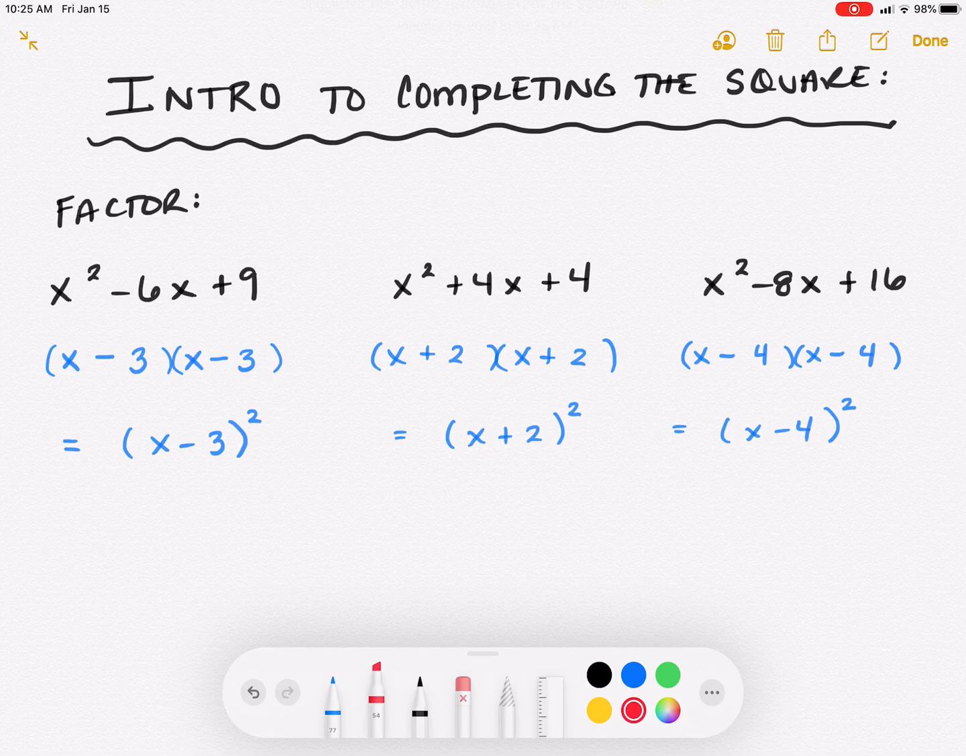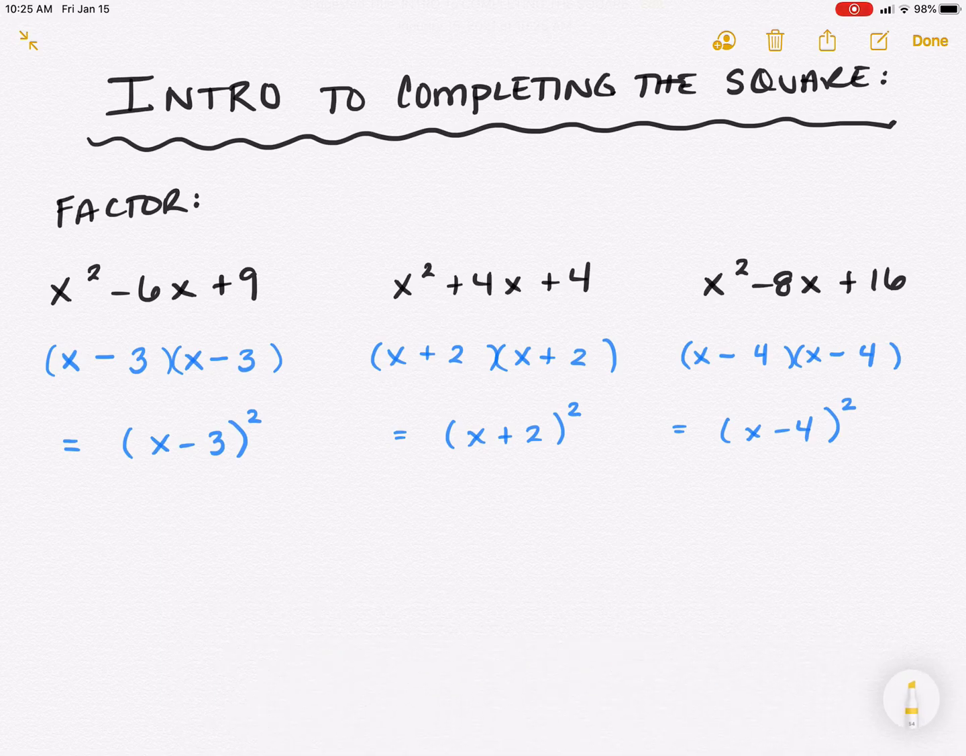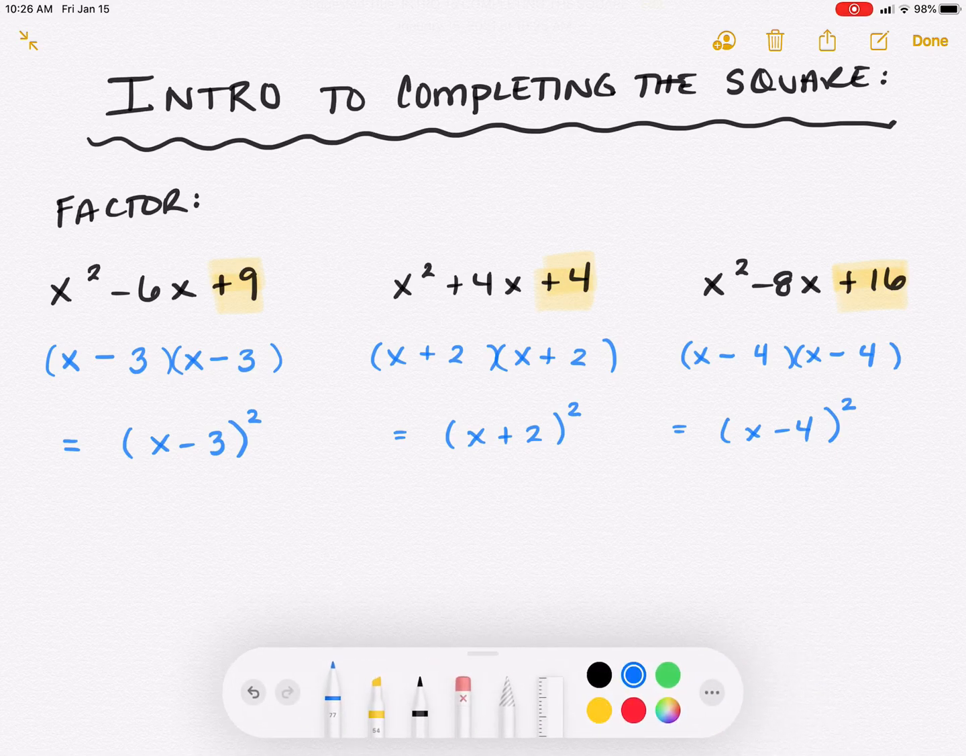All right, so first thing I want you to notice about the original problem: what do you notice about all of these C values, or these constant values, in the trinomial? Well, the first thing I notice is they're all positive, and that will always be true. But what do you also notice about the 9, the 4, and the 16? Well, these are all perfect squares. So to have a perfect square trinomial, the constant value needs to be a perfect square.